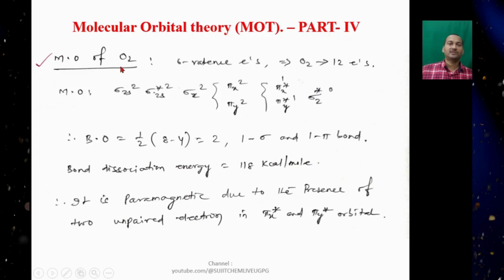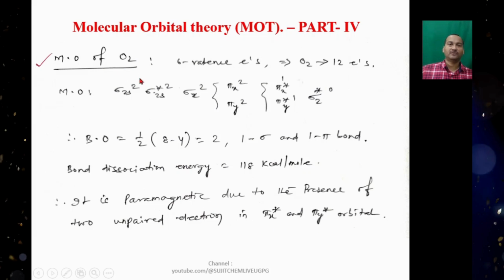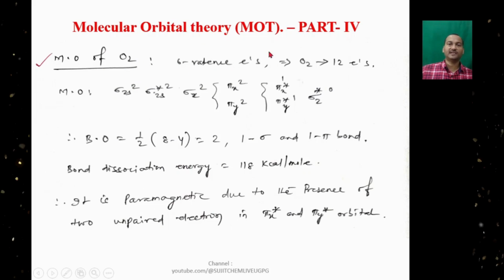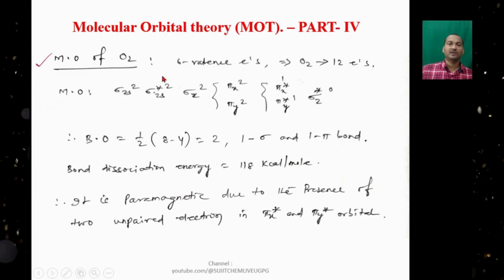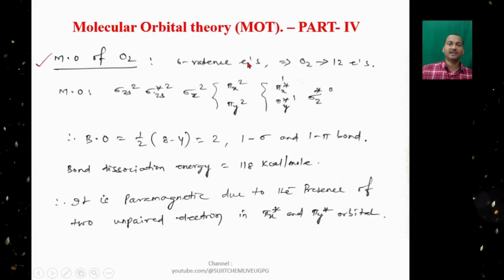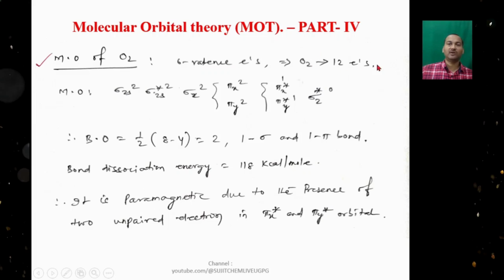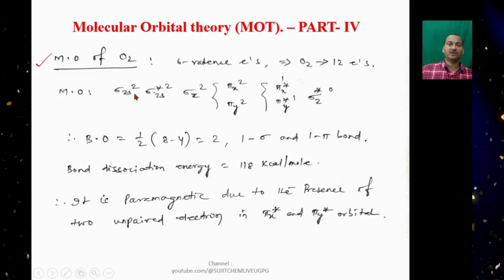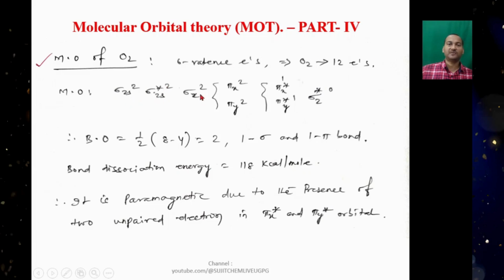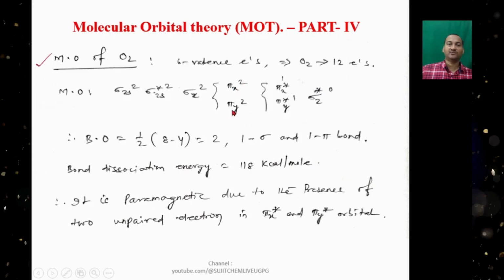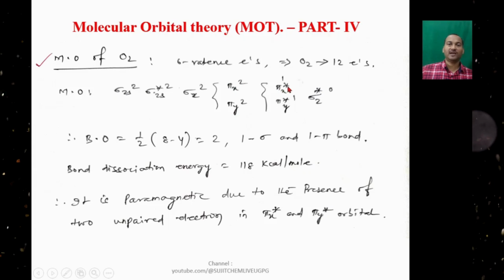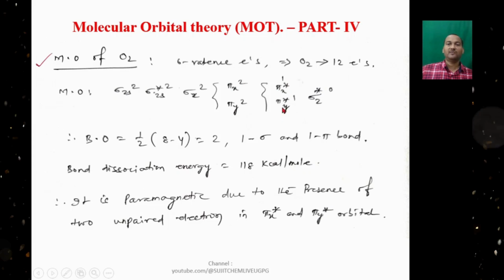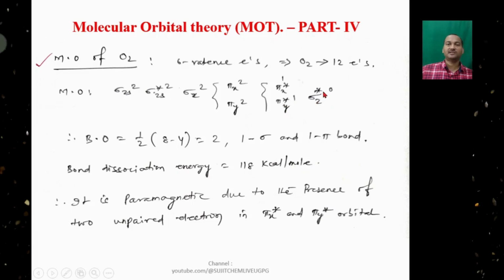So now let's discuss the MO diagram of O2 molecule. So oxygen atom has 6 valence electrons. So O2 molecule has 12 electrons. So here is the MO configuration. So sigma 2s2, sigma star 2s2, sigma z2, then pi x2 and pi y2, and then pi x star 1 and pi y star 1 and sigma z star 0.